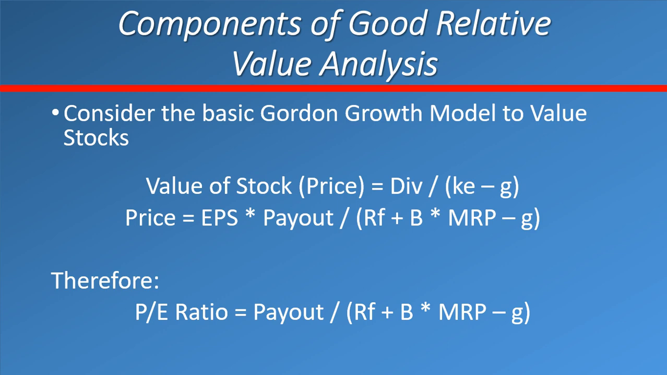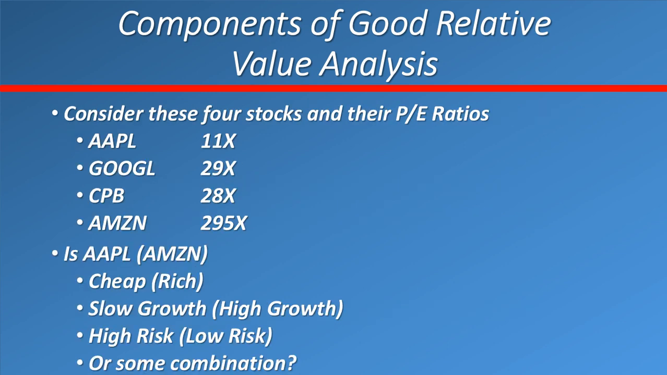So the real focus is on beta, which is a measure of risk, and growth, which is a fundamental factor related to the company. Here are some PE ratios from some time ago, just to give you a sense of what this could mean. Apple had a price to earnings ratio of 11, which means you paid $11 to get $1 of earnings of Apple. Google's was 29, Campbell's Soup was 28, and Amazon was 295 at the time I pulled these numbers.